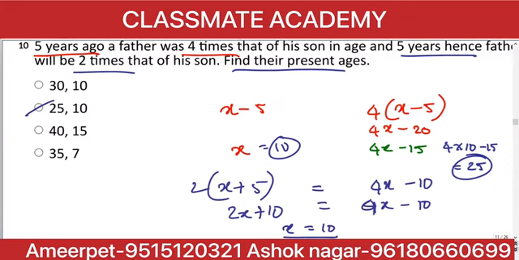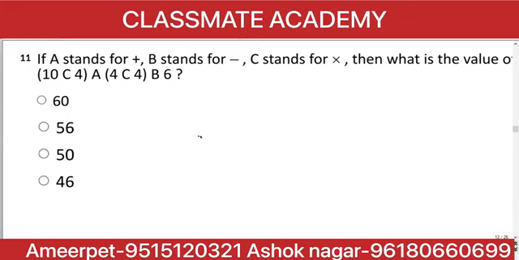Okay. Next. So this is from your board master. Again, you'll do it in simplification. So the same thing we'll do here as well. So A stands for what? Plus. So it is 10. C means how much? C means what?